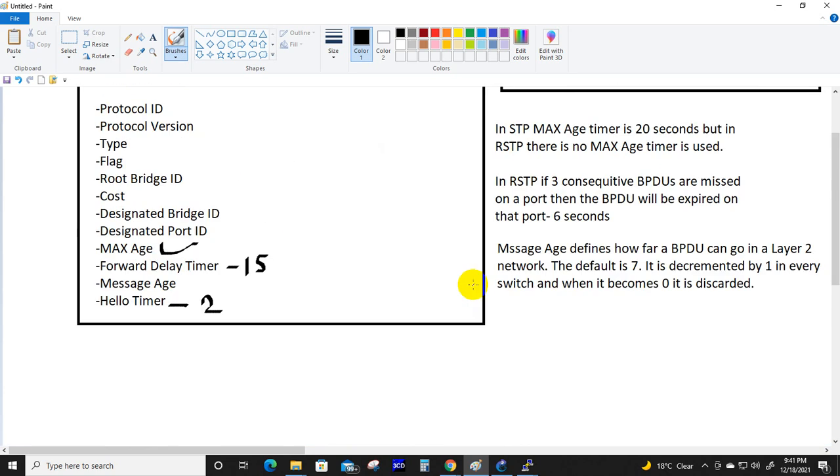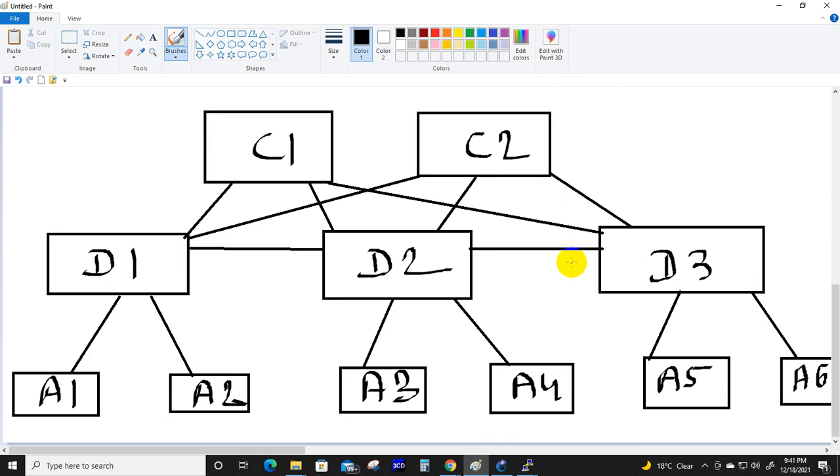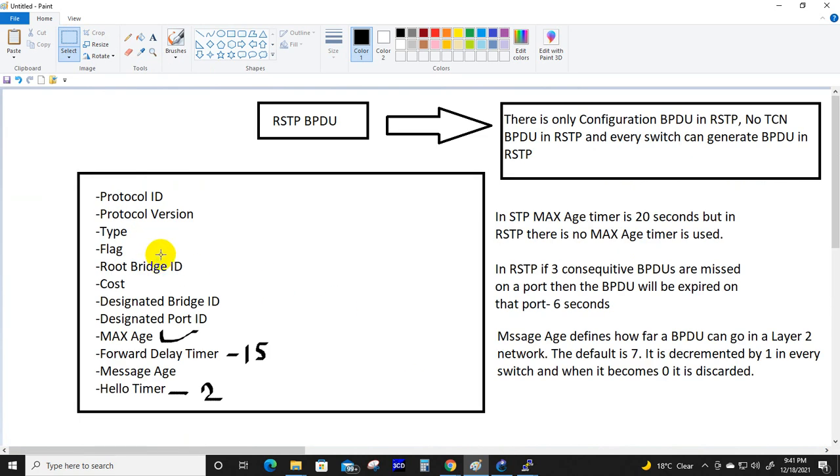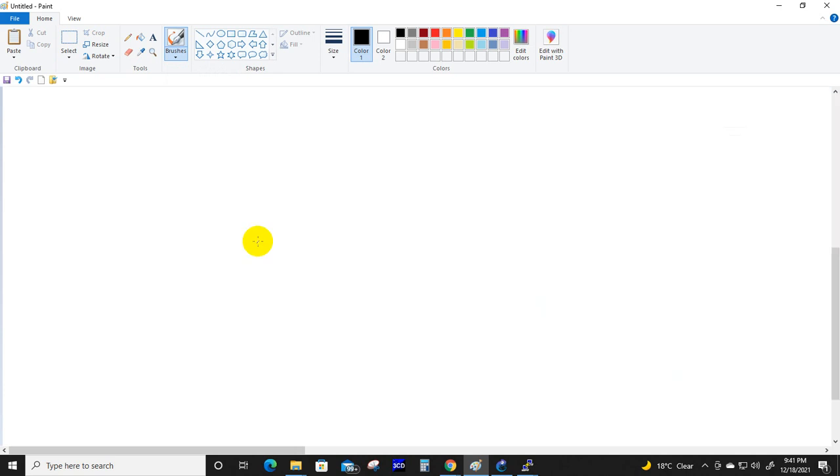So I think why we don't need the max age timer of 20 seconds in RSTP is clear, and what message age is, is also clear. Yes, sir. Actually the important part of this BPDU is this field, the flag field. Yeah. This field plays a major role in RSTP.